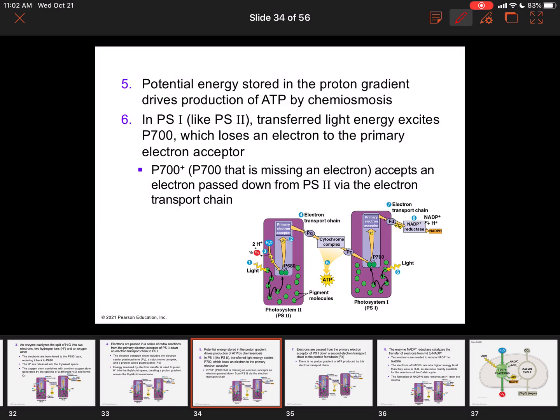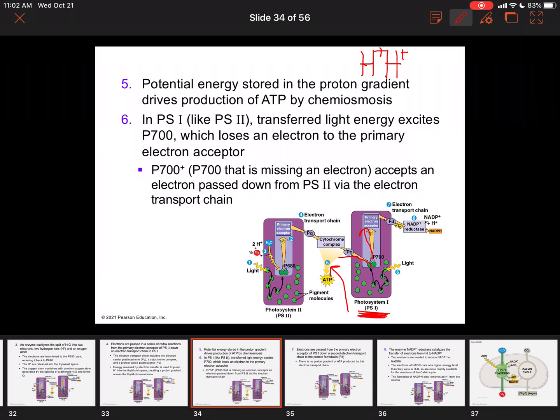In step 5, so here's our step 5, and we just talked about it a little bit. The potential energy that was stored in the proton gradient, remember you get a proton gradient because we're pumping all of those hydrogens that were originally part of the water molecule. Remember, we stripped the electrons from them, and so now they are protons. All they have is a little positive proton on them. So it says in photosystem 1, so here we are in photosystem 1 on this side, the transferred light energy will excite P700, it's going to excite those electrons up to the primary electron acceptor again, okay, in photosystem 1.